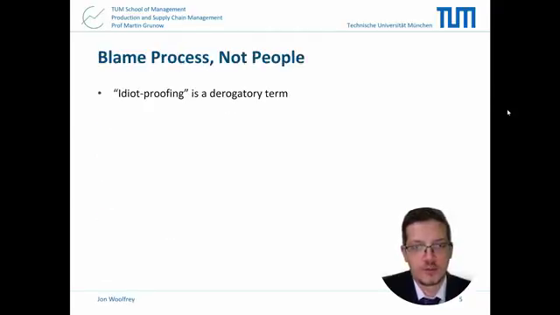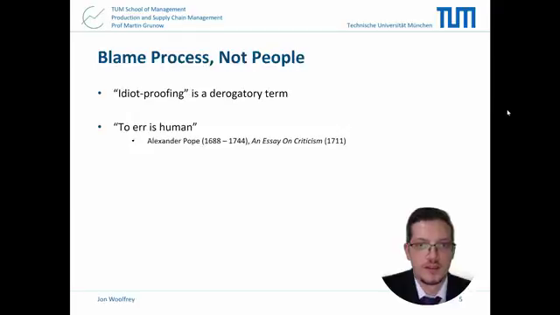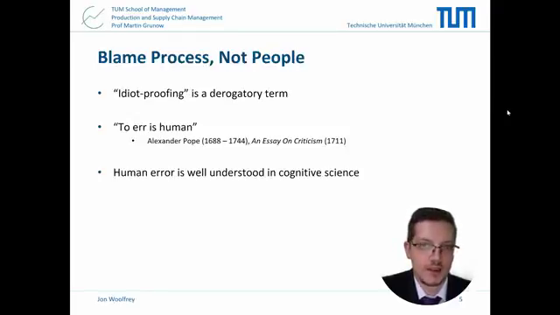So you're probably wondering why we call it error proofing and not idiot proofing. Well, calling someone an idiot is a pretty derogatory term. So it's a bit taboo in the idea of lean production and the Toyota way. And as the famous quote goes, to err is human. You know, this idea of people being fallible has been known for centuries. This is a quote from Alexander Pope in the 18th century in An Essay on Criticism. And also human error is really well understood in cognitive science, and it's very well understood and applied in aviation and the military industry.